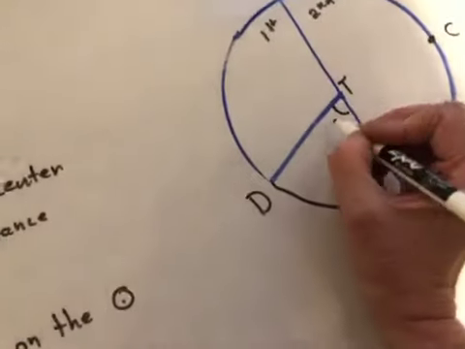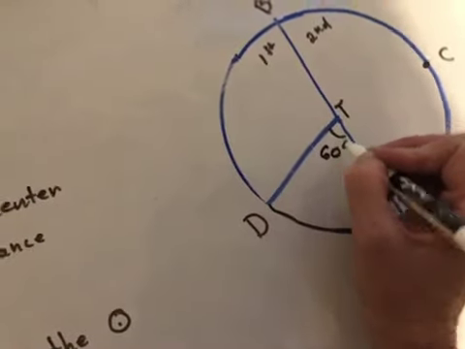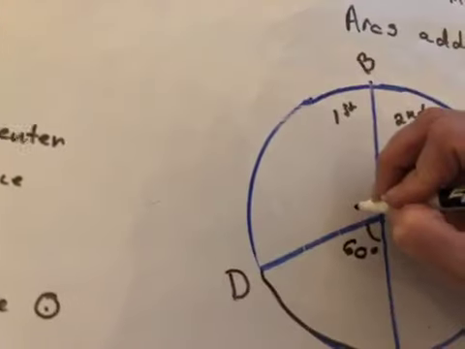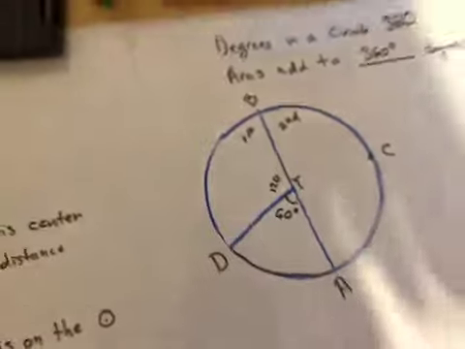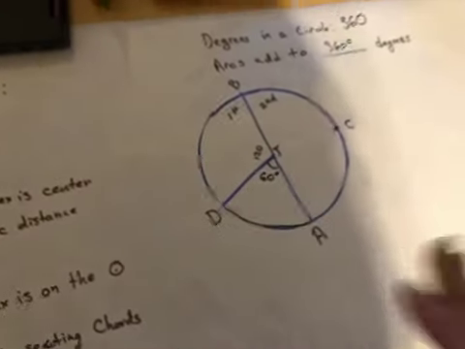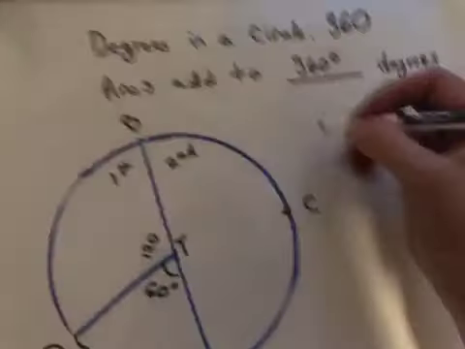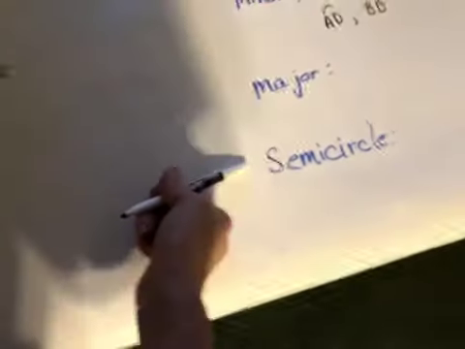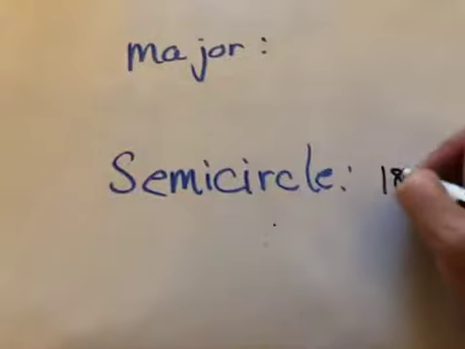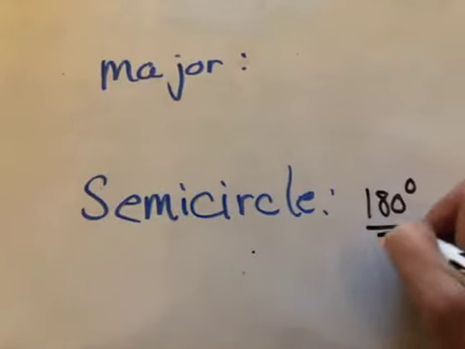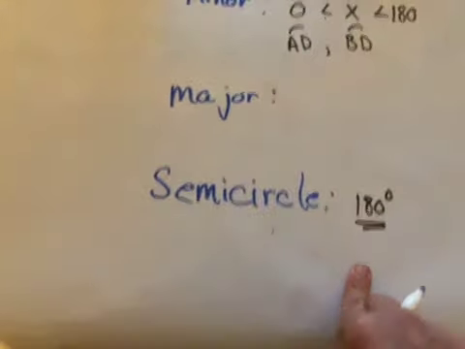And if this is 60, I should fill these in as I go. This is going to be 120 because this is your diameter, which is a straight line. Straight lines measure 180 degrees. So remember, your semicircle is what it is. It's going to measure 180 degrees. So it's exactly 180 degrees, no more, no less.